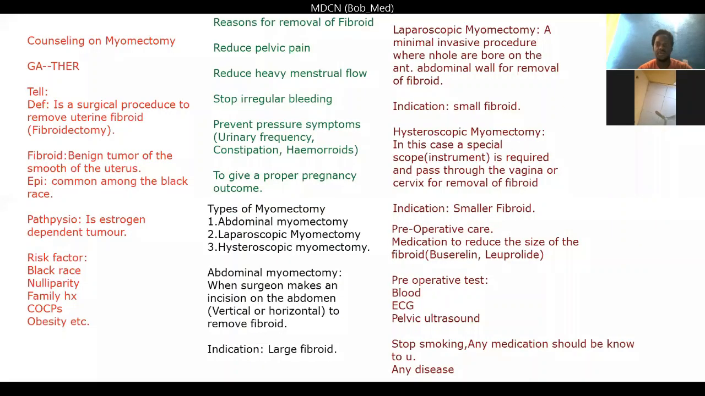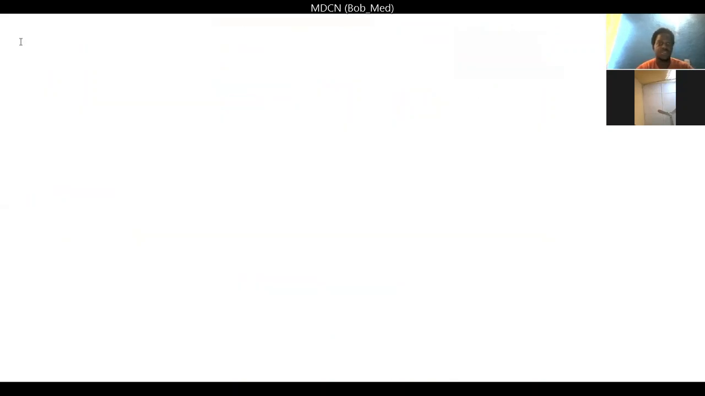So the other part that we'll be talking about, that you also need to tell the patient, is the complications. So you want to explain the complications. You have to tell the patient there is no surgery without complications. So the complications could include things like what, sir?